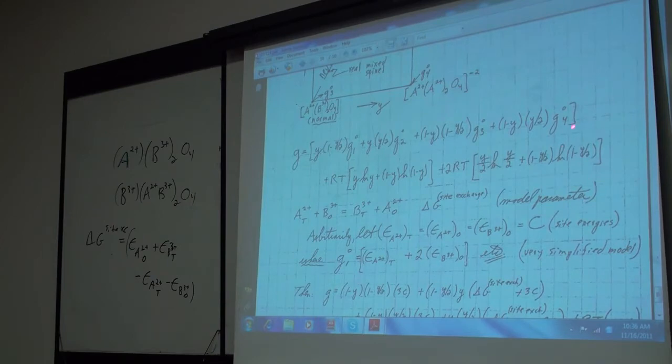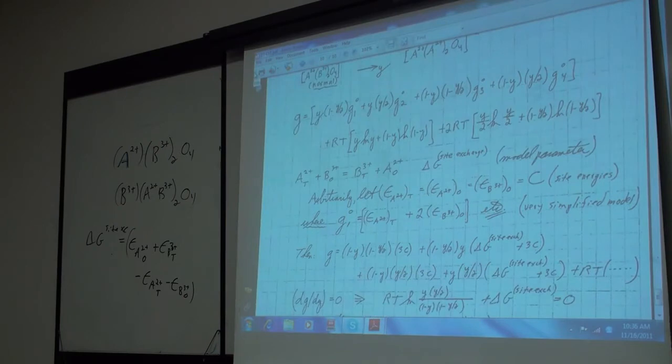That's G naught 1, because I changed it. 1 minus y times y over 2. Okay, this should be 1 minus y times 1 minus y over 2 here. 1 minus y times 1 minus y over 2. And that's going to be again multiplied by 3c.